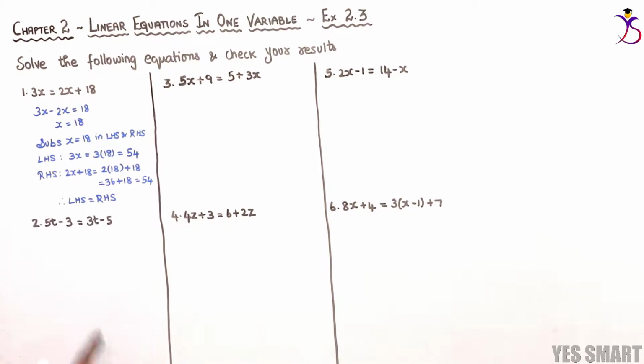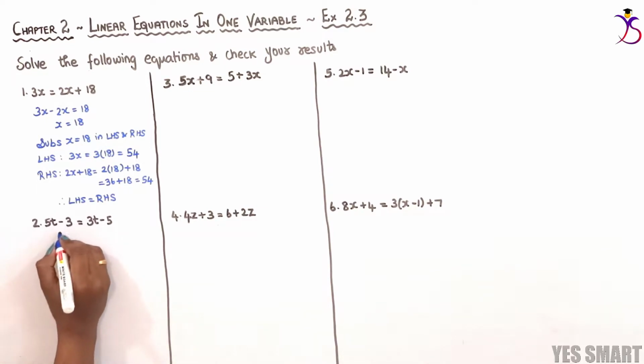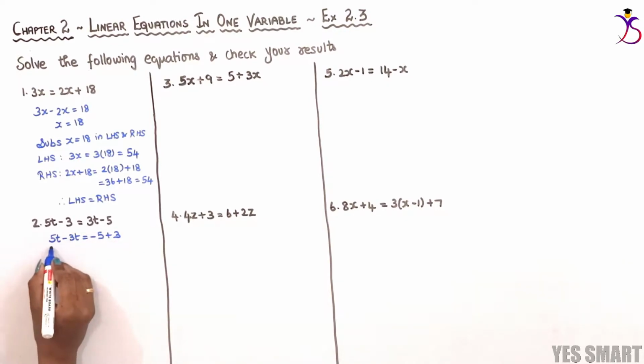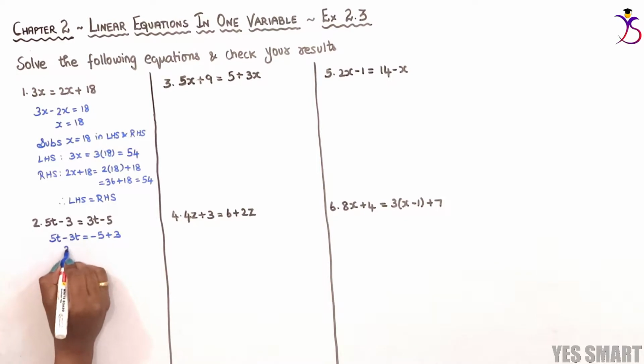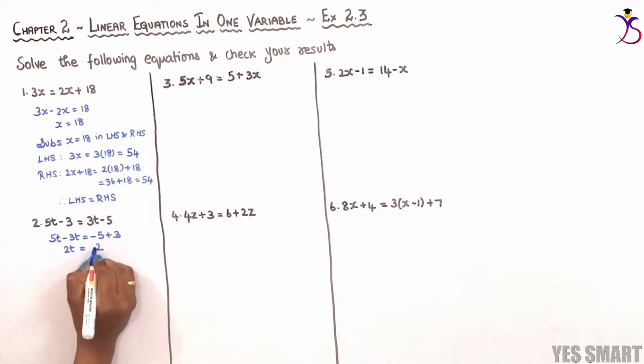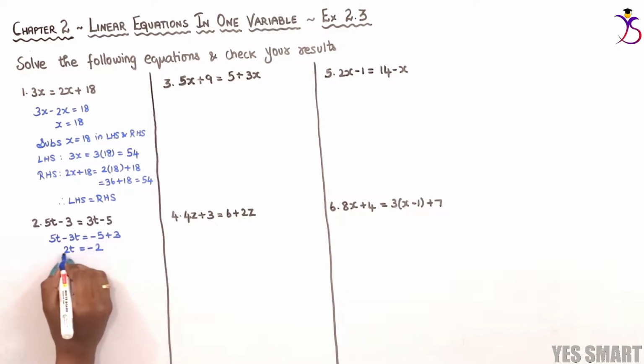Second sum: 5t minus 3 equal to 3t minus 5. Plus 3t, when it is transposed, it becomes minus 3t and minus 3 becomes plus 3. 5t minus 3t equal to minus 5 plus 3. 5t minus 3t is 2t. Minus 5 plus 3: minus into plus is minus. When we subtract, we will get 2. The greater number sign is minus. So the answer is minus 2.